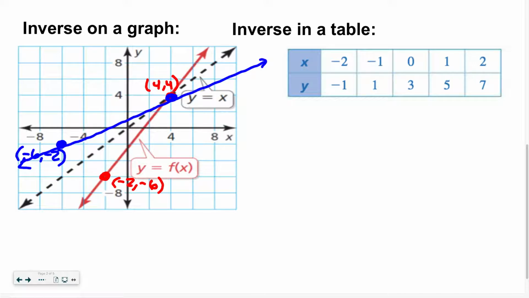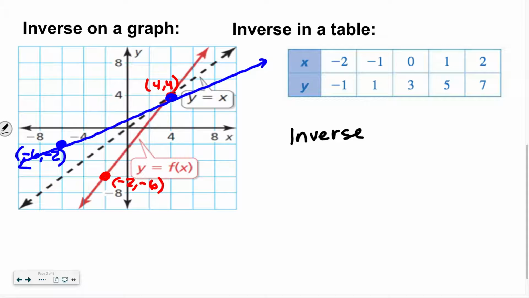If it was the inverse in a table, so this is like some function, and I have x and y listed out, how would I make the inverse? Abby says you just flip them, right? Soon we'll all be answering it, not just one person at a time. Soon we'll all just say, switch x and y. Okay, excellent. So let's do that.